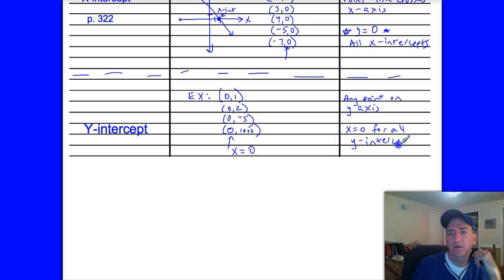Okay, now you need to know that. You need to be aware of this. So with that said, I'm going to do another border here.